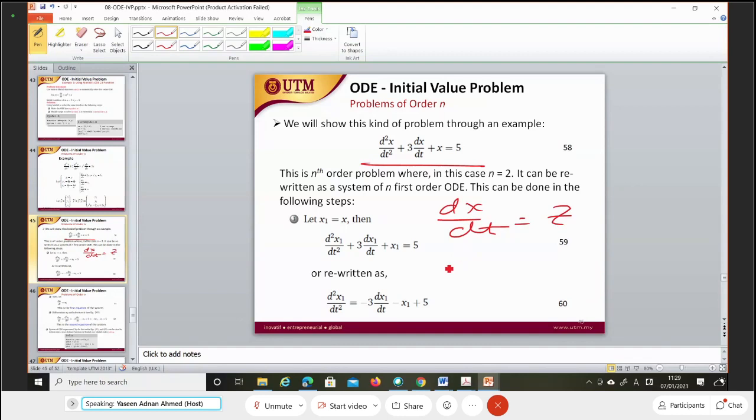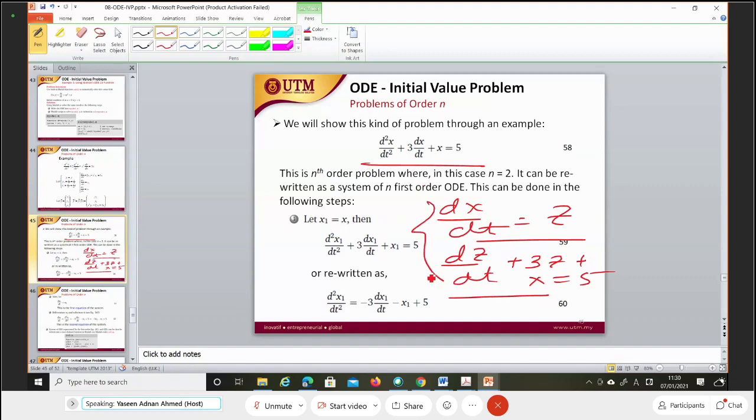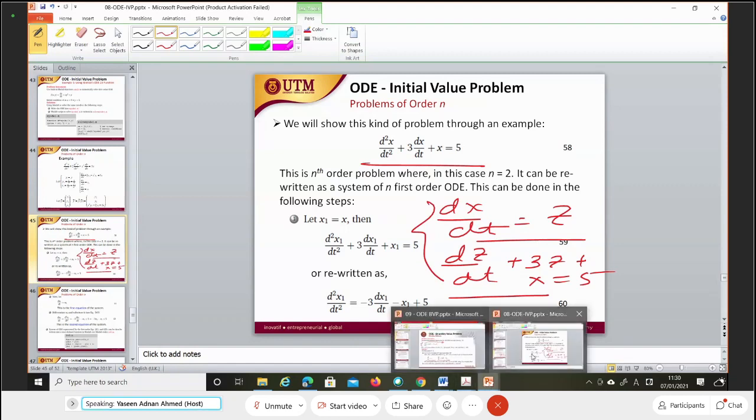Then you will have a dz by dt plus 3z plus x is equal to 5. So you have a second order equation. Now you linearize it into two first order equations. Now you have to solve these two equations using the RK method. So you have to adopt the way that I explained here.